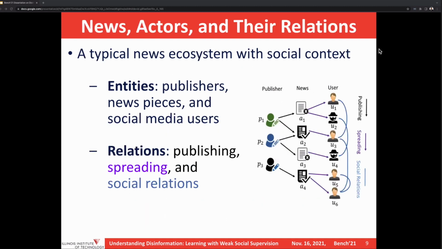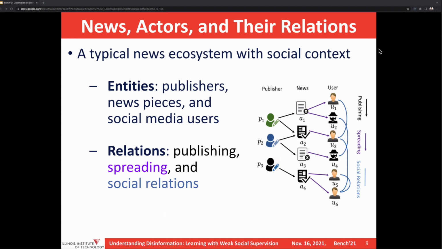This is a figure to show you that in a very typical news ecosystem, usually we have three major entities. The first one is the publishers who publish the news, and the news pieces themselves, and also the users who consume or read the news, right? So there are three major kinds of relations among these entities.